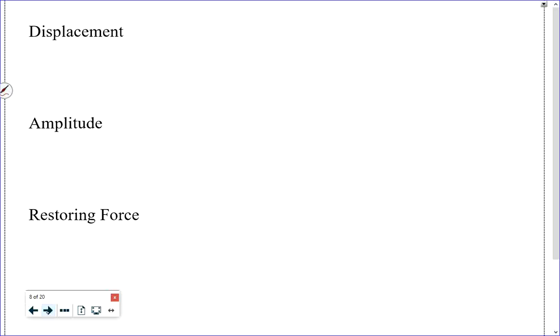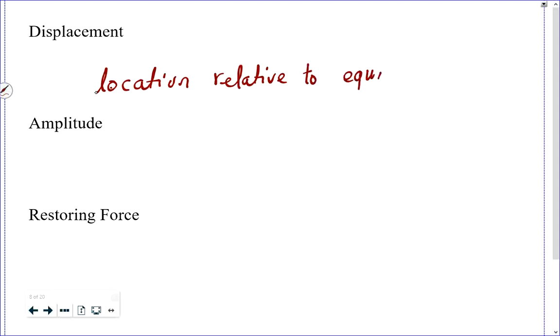Displacement. Well, I'm going to use a word that maybe is not the best word, but for now I think it will do. It's the location relative to the equilibrium position.